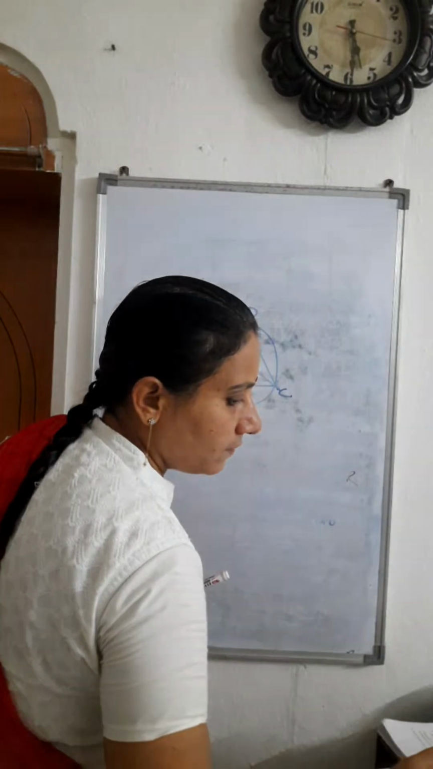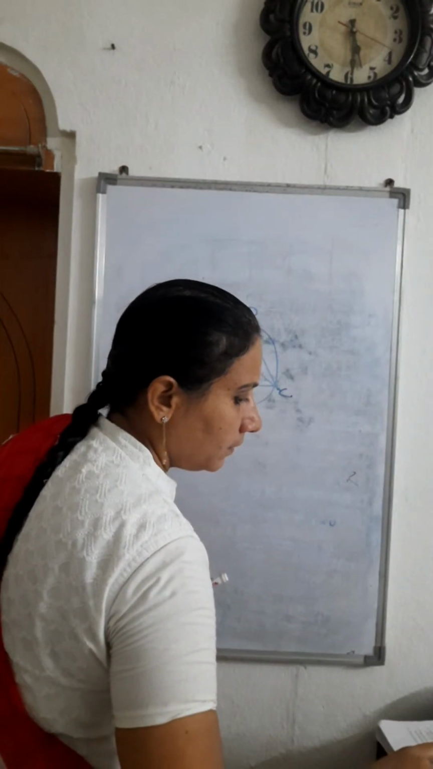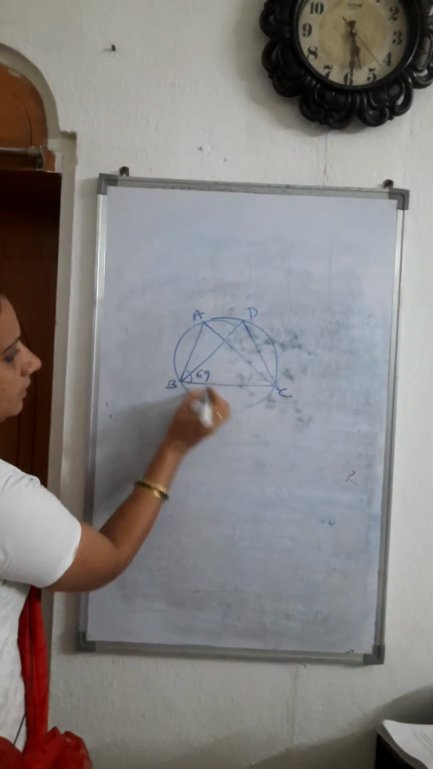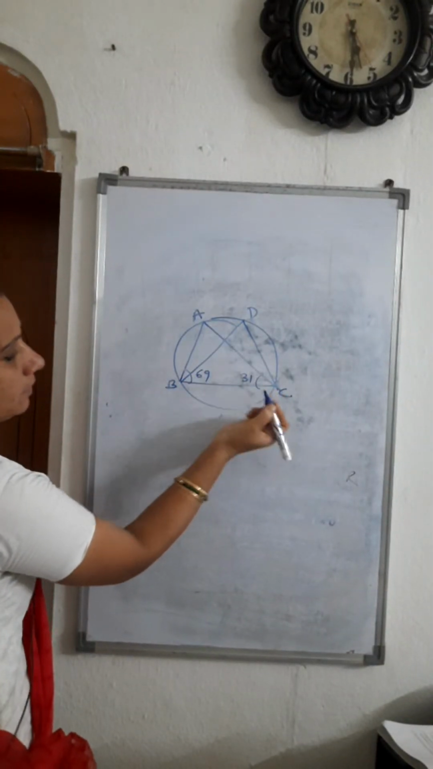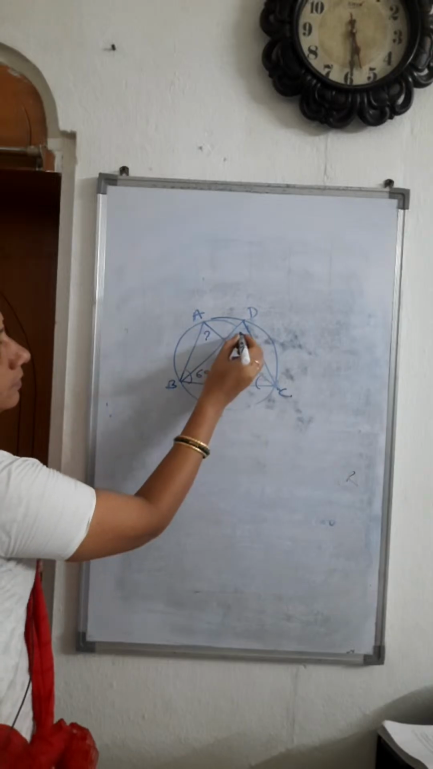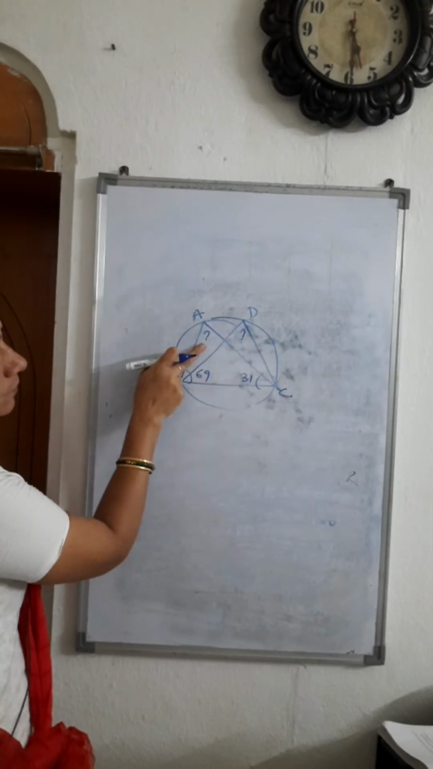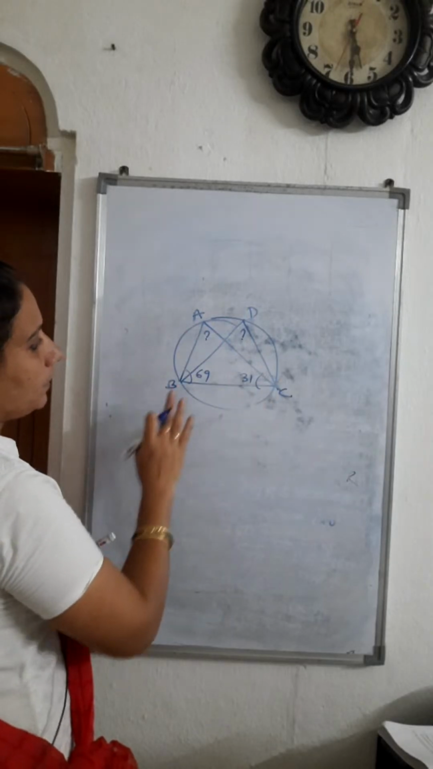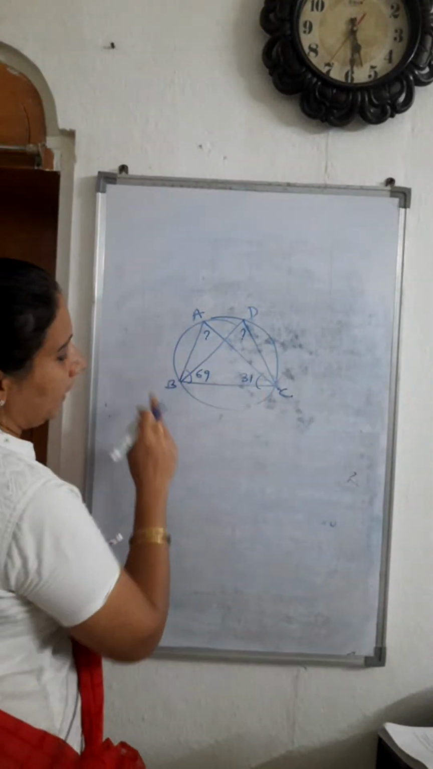Here the angles are given as 69 and 31. This angle is given as 69 and this angle is given as 31. We need to find this angle. So this is the ultimate question. First we'll be finding this based on the triangle angle sum property.